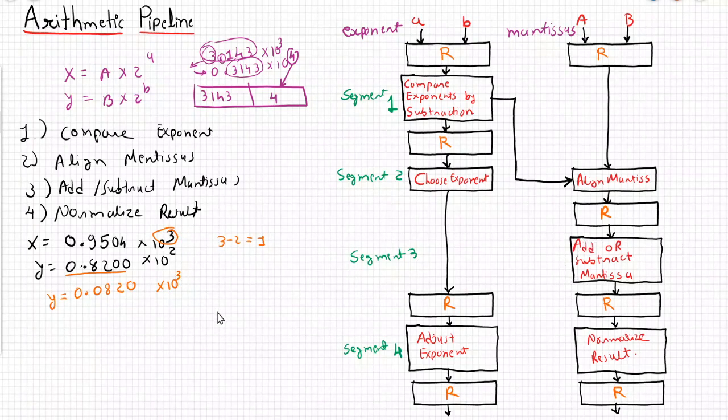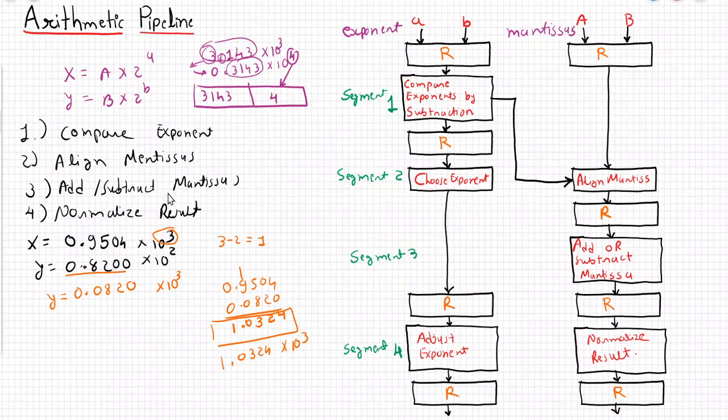Now the exponents are the same for both values, so we perform the addition or subtraction. Let us perform the addition. It is 0.9504 and 0.0820. So 4, 2, 13 and 1, 0 and 1. The answer we get is 1.0324 into 10 raised to 3.